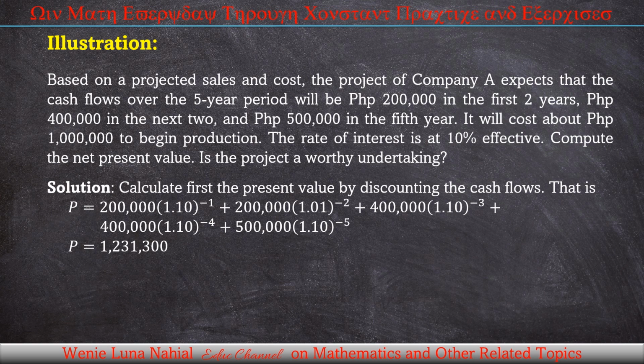in which it costs $1 million to start the business. So the net present value is equal to 1,231,300 minus 1 million equals 231,000. That is positive. So that means this is a worthy undertaking. This project would add value to the firm. So it's good to accept or to have this business.